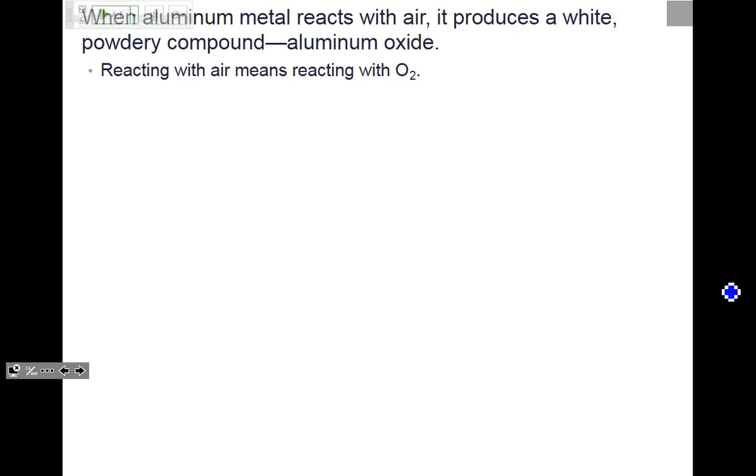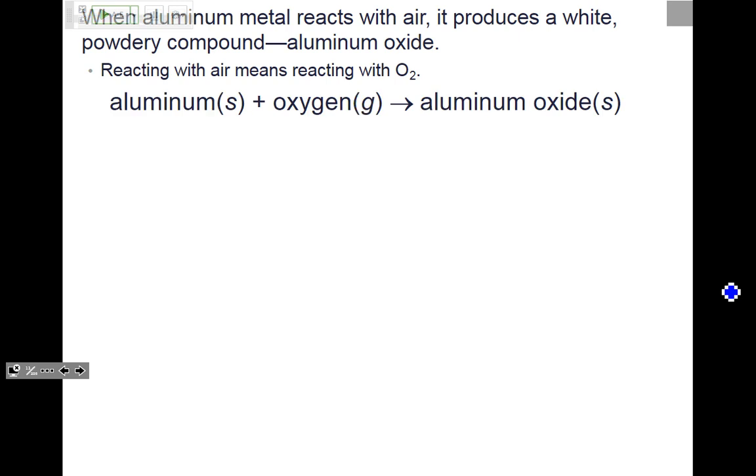Reacting with air means it's likely reacting with O2. I know that because all I have in my final product is aluminum and oxygen, and air has O2 in it, so it's likely that. So that's likely going to be O2. So that's one background information that you kind of need to know for this one.